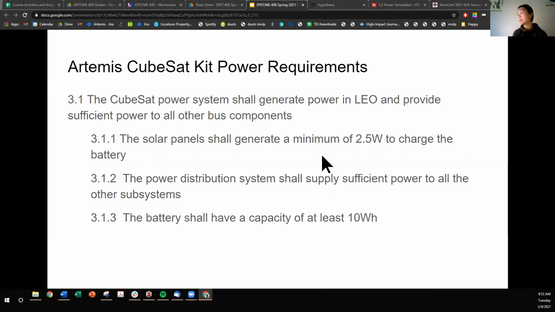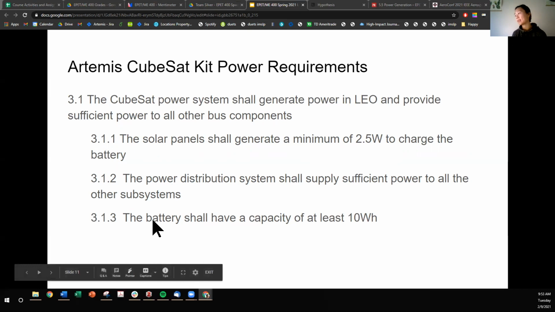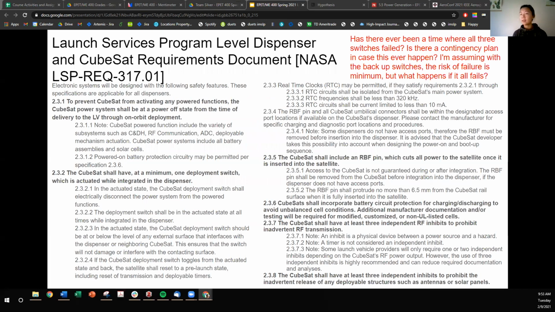Here's a requirement specifying an actual number. So a minimum of 2.5 watts to charge the battery. This one's general: power distribution shall supply sufficient power to all the other subsystems. And then we had an energy storage requirement that the battery shall have a capacity of at least 10 watt hours. So we drew these requirements from the documentation, but it's not comprehensive.